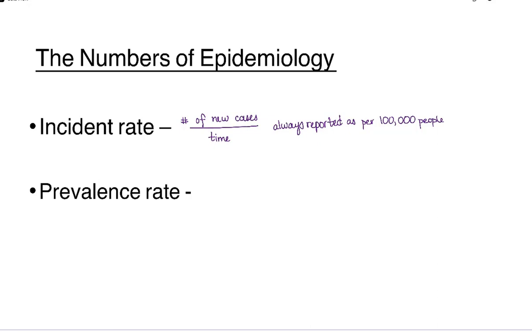The prevalence rate is a similar type of measure that looks at a snapshot of the population at any given time. And it's basically saying how many people are infected with that disease right now. In other words, how many active cases are there at this very moment in time. And likewise, it is always reported per 100,000 people.